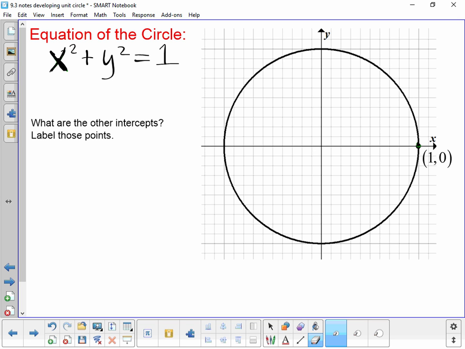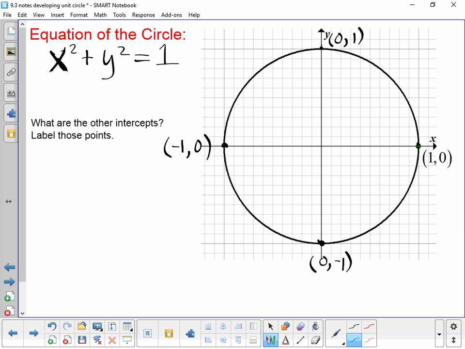Well, there's quite a few intercepts here. We have marked the location of one intercept. We could mark all of the intercepts. This would be the point (0, 1): over 0, up 1. This would be the point (-1, 0). And this would be the point (0, -1).